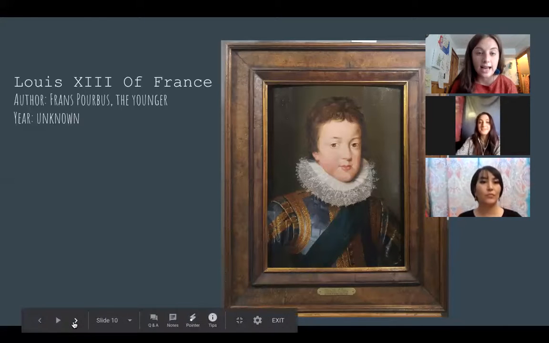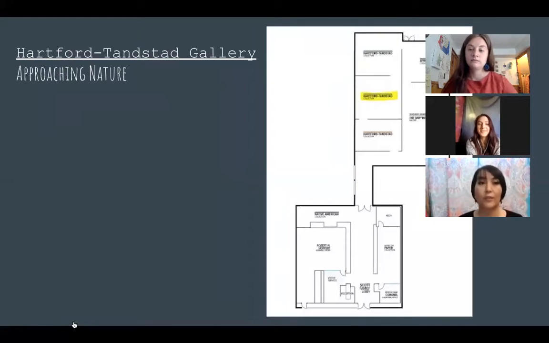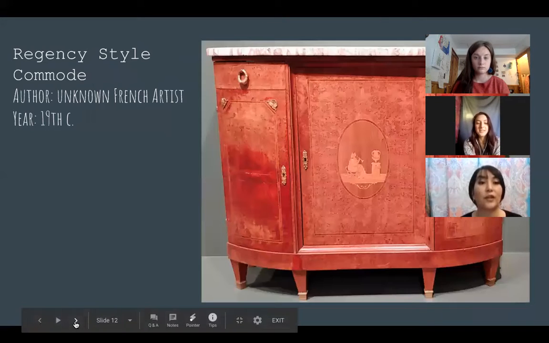So he did a lot of different portraits for those people in that specific community. So our next gallery is called Approaching Nature. In real life, this gallery has a lot of landscapes and sculptures of horses, and this is also connected with people in power and people with lots of money, like Miss Lydia was talking about. So we're going to move on to the only piece that we're going to look at in this gallery.